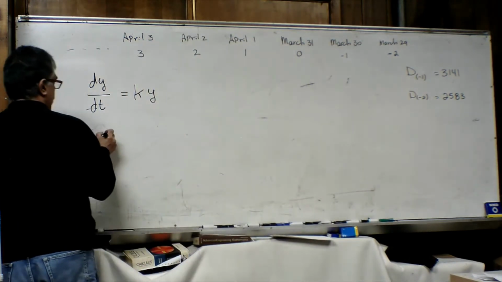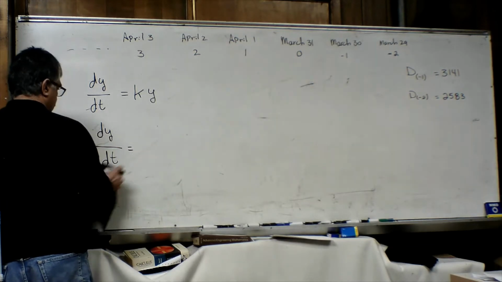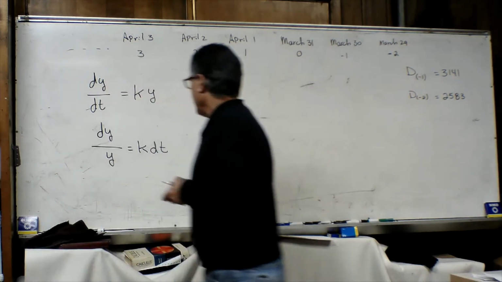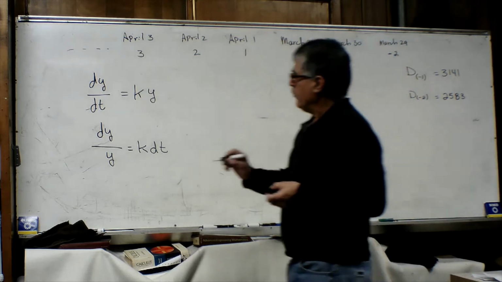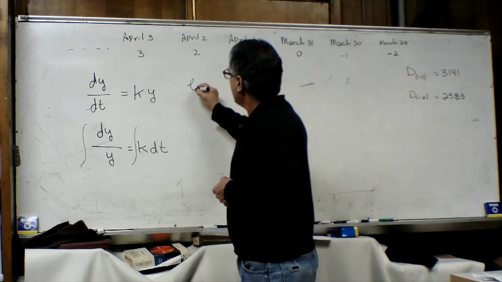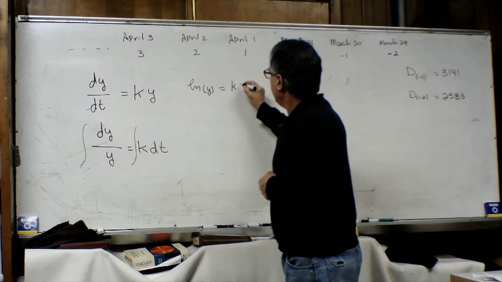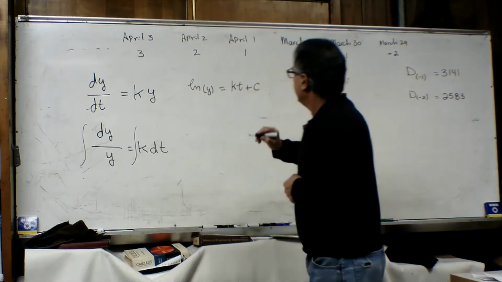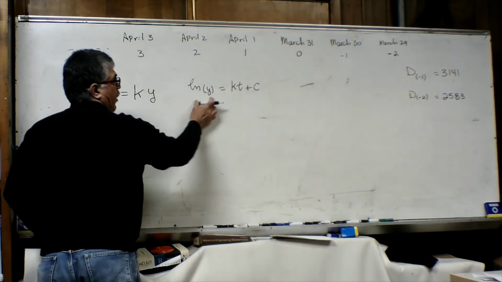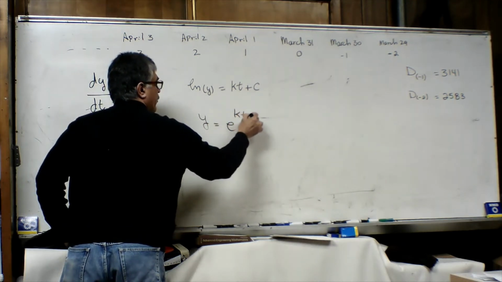We can rewrite this equation as dy over y is equal to k dt. Now, in order for us to solve this, we take the integration of both sides of this equation. On the left side, we are going to have natural log of y is equal to kt plus a constant. So y itself will be equal to e to the power kt plus a constant.